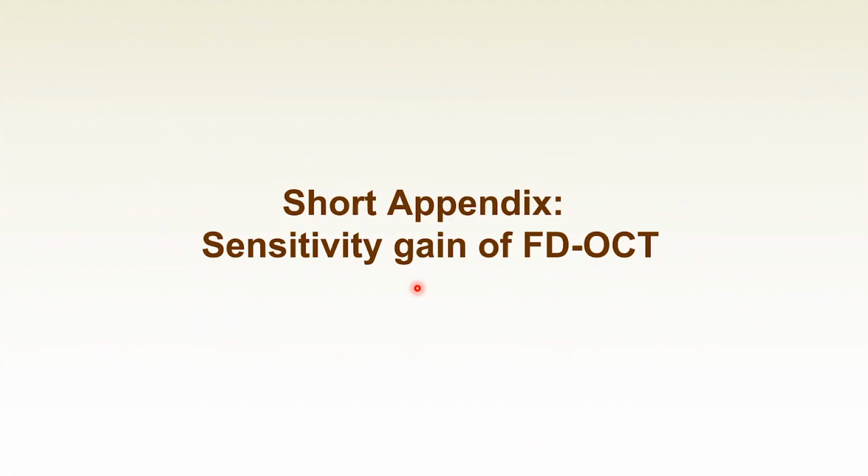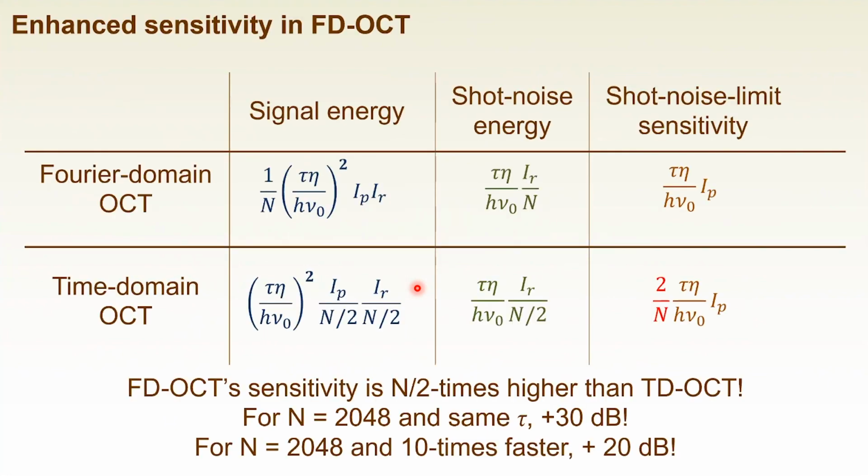Then I'm going to give a short appendix on the sensitivity gain of FD-OCT versus time domain OCT. So far, I was talking about the sensitivity issues of Fourier domain OCT. But time domain OCT has a slightly different signal property and noise property. The signal energy of the Fourier domain OCT I've already discussed. But for time domain, the signal energy is slightly different.